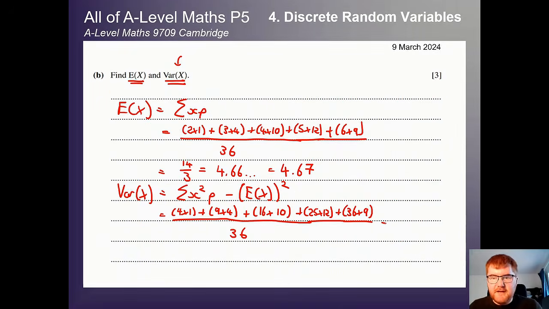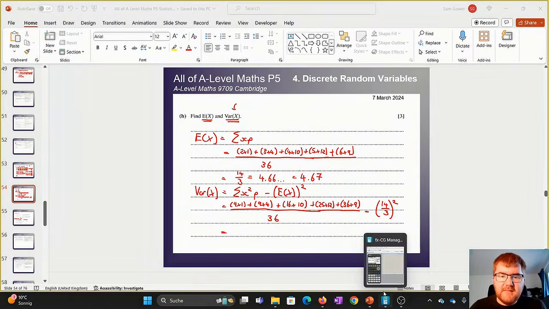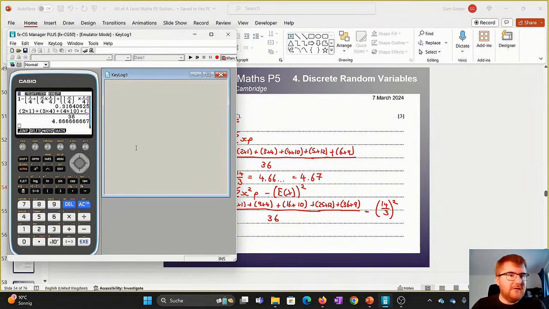And then we minus the expected value squared. This is where putting it as a fraction is quite useful. So 14 over 3 squared. Okay, we've got everything here. Now let's go to the calculator. It's really good if you do this with me, so you're getting that practice as we go through. Any calculator will do here. You don't have to have a graphical one.